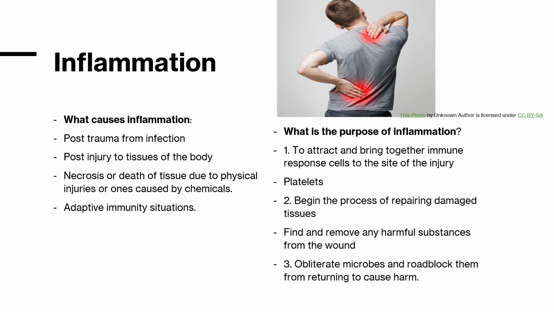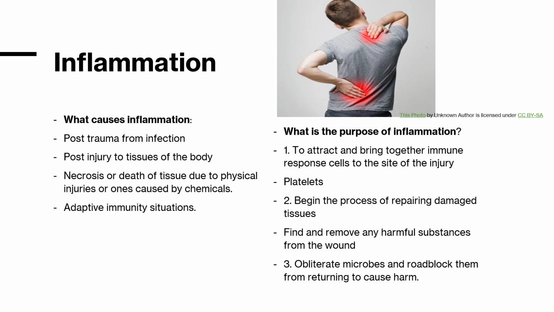Next, we have inflammation. What causes inflammation? Inflammation is caused by post-trauma from an infection. It can also be caused by injury to tissues of the body, such as if you're doing dishes and you wash them by hand, and a knife accidentally cuts your hand when you pick it up. That's going to cause inflammation to set up, and you're going to have probably redness happen at the site of the cut, and this is when the body's defenses are going to start coming together to send platelets and other cells to that part of the body to where they will heal that cut.